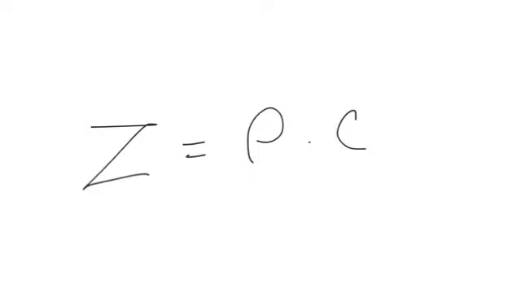When we talk about reflection and transmission, we're talking about impedance, and impedance is given in units of rayls. Okay?